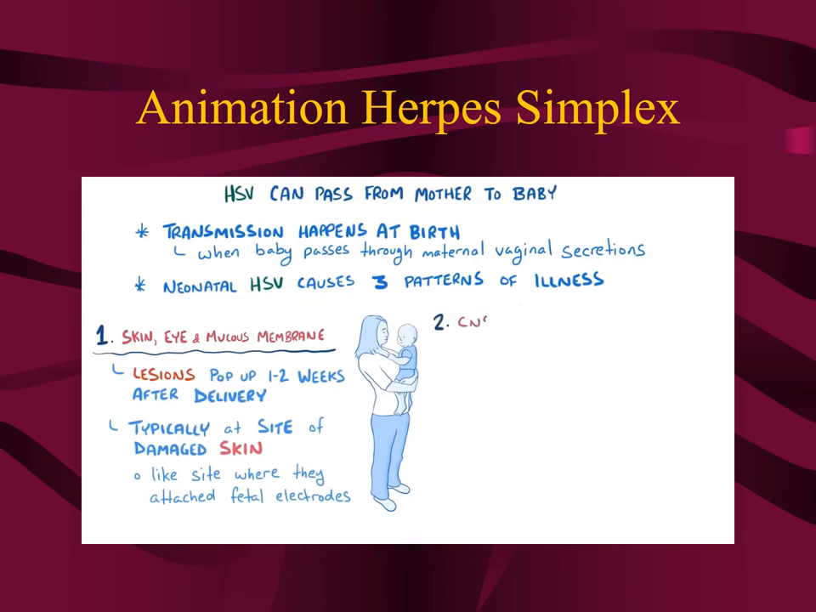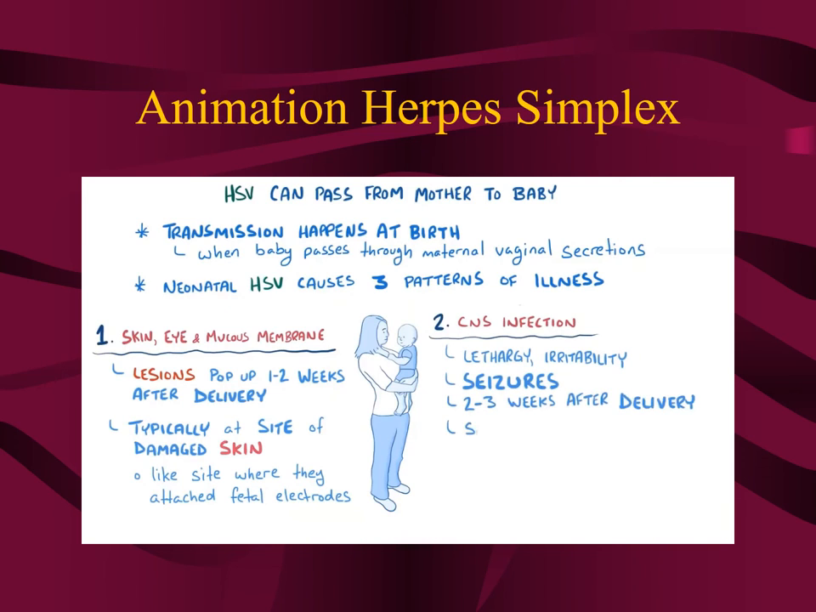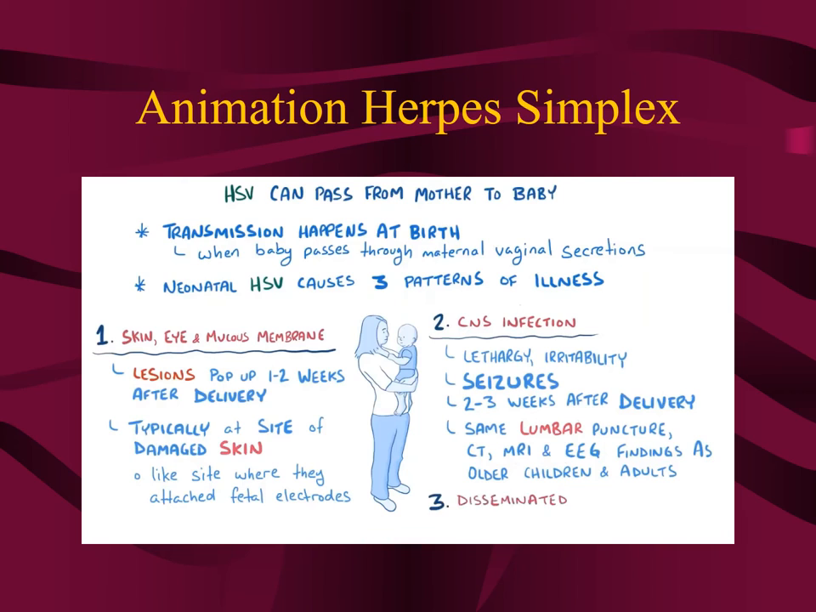The second is central nervous system infection, which typically causes lethargy, irritability, and even seizures 2 to 3 weeks after delivery, and can cause some of the same lumbar puncture, CT, MRI, and EEG findings as that in older children and adults with HSV encephalitis. If not treated, both the first and second type can transition into the third type, which is disseminated infection, where herpes virus causes sepsis and failure of various organs, including the heart and the brain.